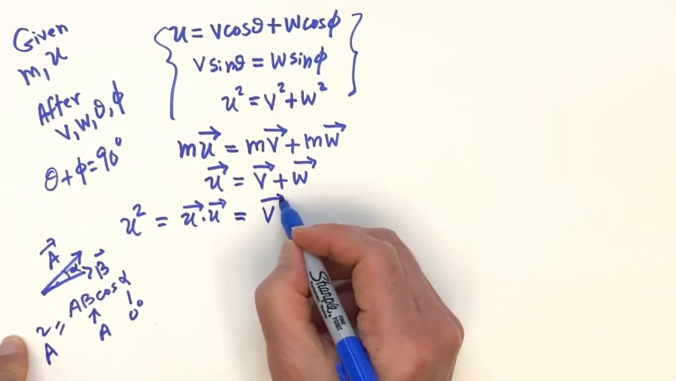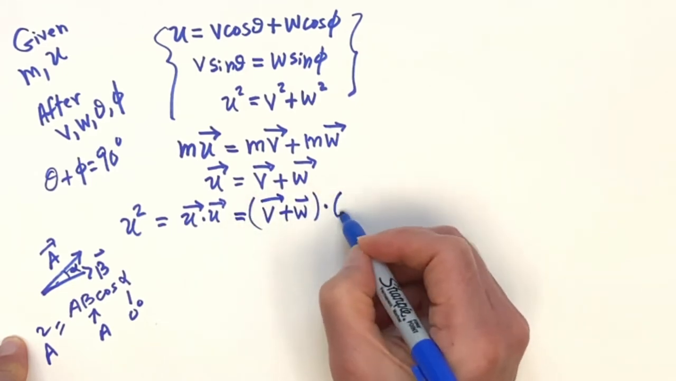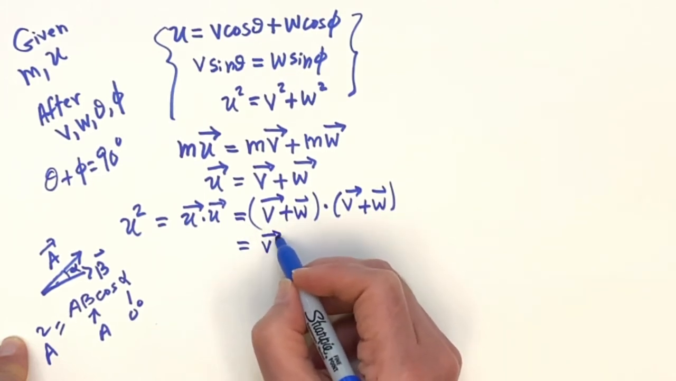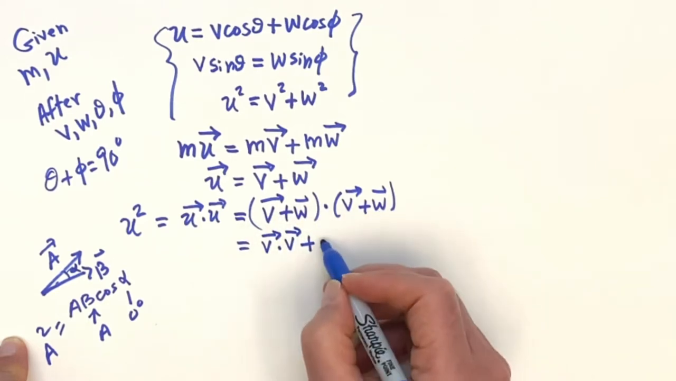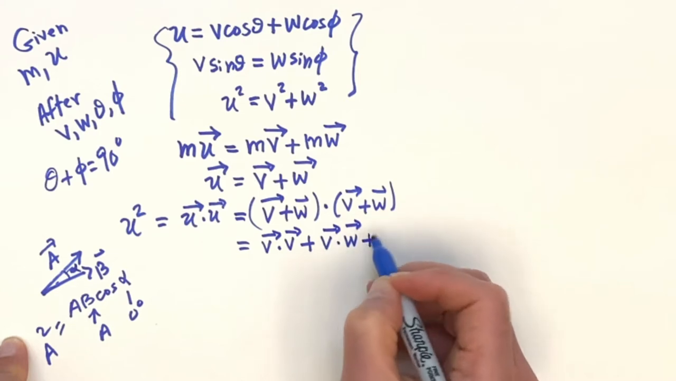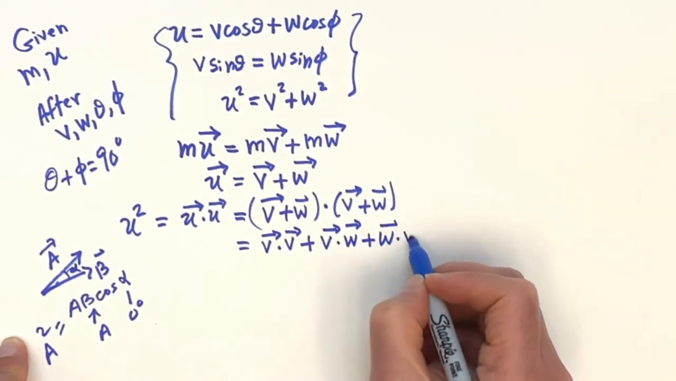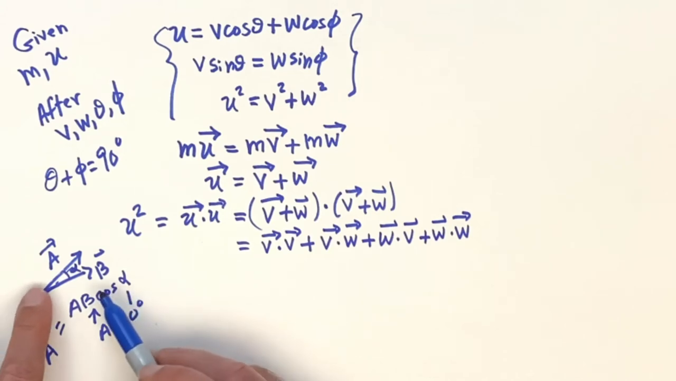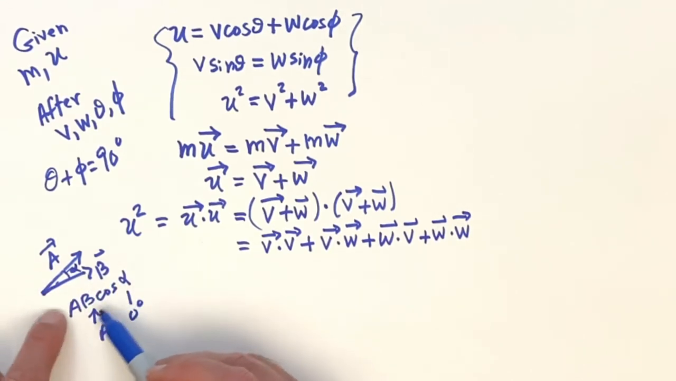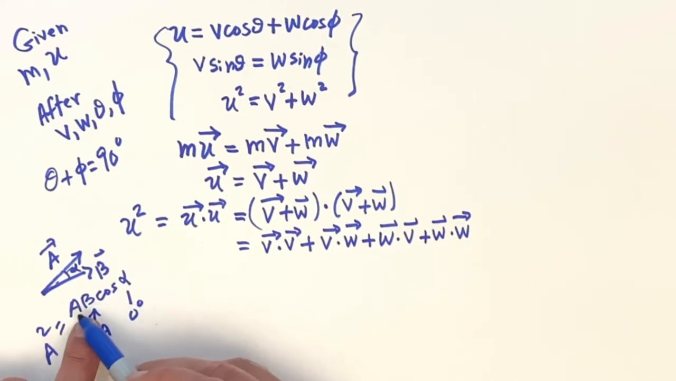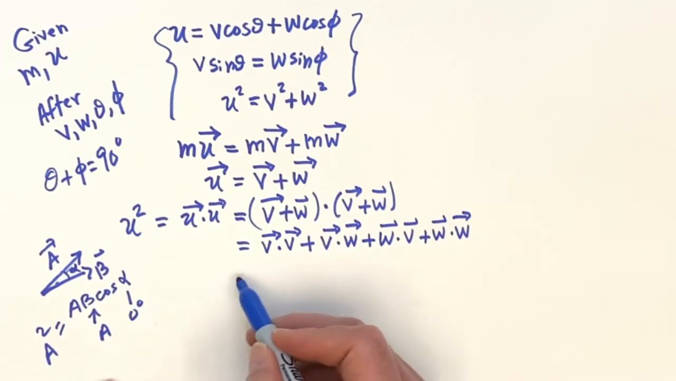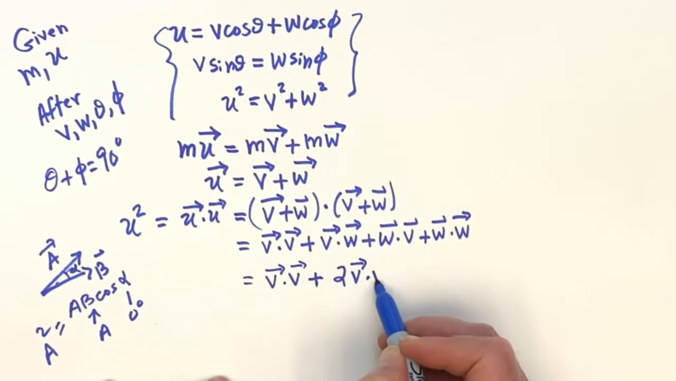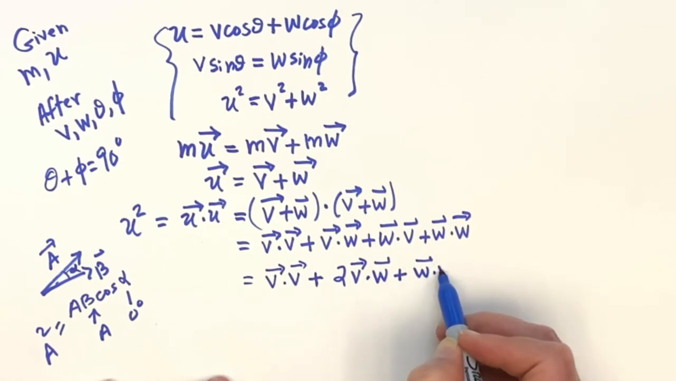And then the right-hand side, if I do the dot product with the sum, like this, I would have v dot v plus v dot w plus w dot v plus w dot w. Now, the dot product doesn't matter which order you do it in, A dot B or B dot A, because A and B can be multiplied in any order and you have the cosine of the angle between them. So this is equal to v dot v plus 2 v dot w plus w dot w.